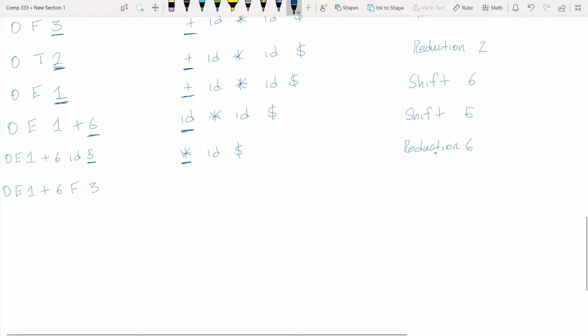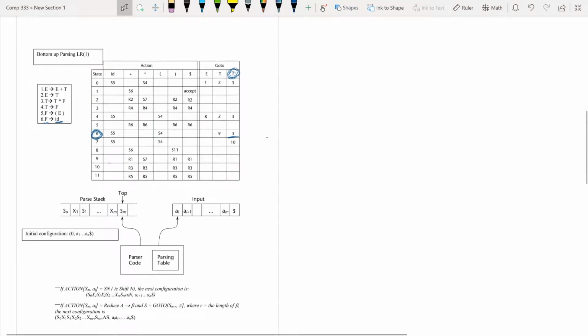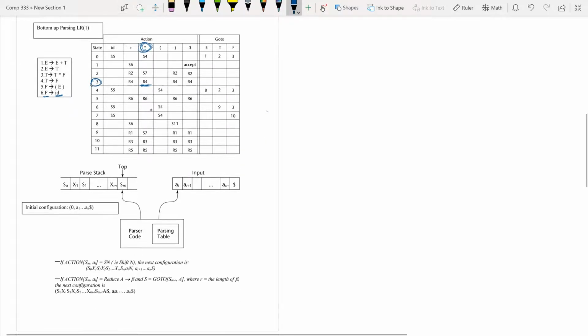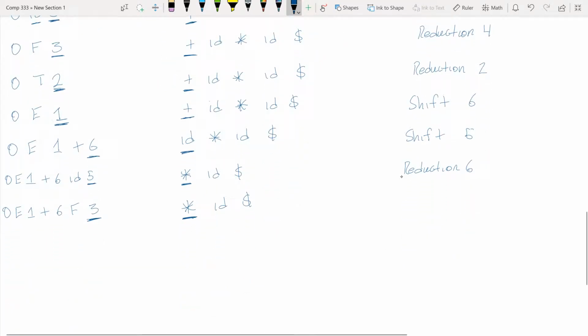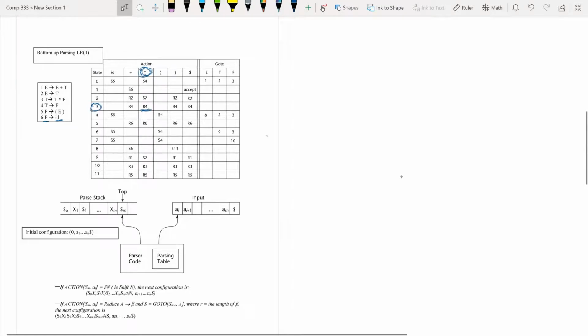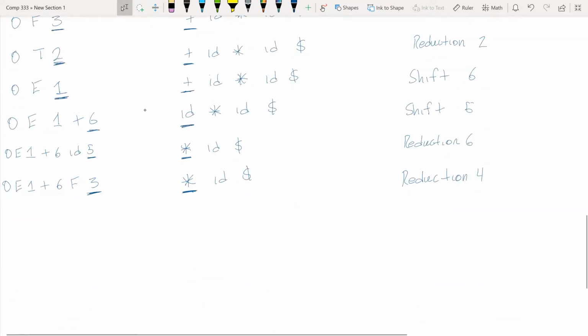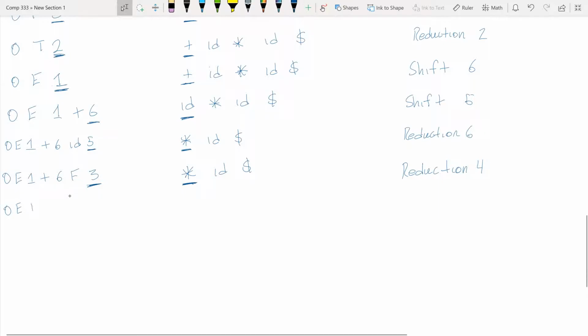And then a reduction, everything just comes down. So you get times ID money sign. You look at 3 and you look at multiplication in the big table. So here you get 3 and multiplication, and you get reduction 4. So you go down here, you get reduction 4. So we look up at the little table, and reduction 4 says that F turns into T. F turns into T. Erase the shift now. So we go down here, and this F is going to turn into a T.